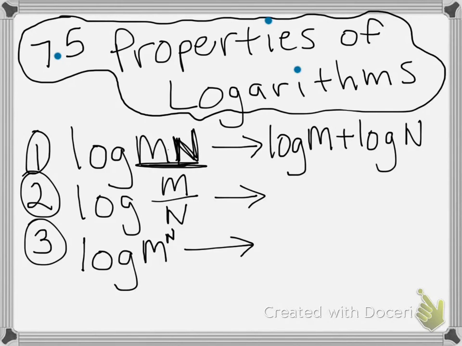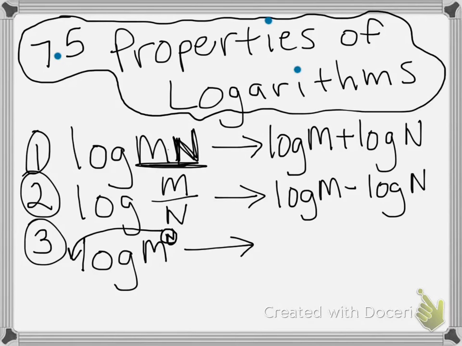With logarithms of m divided by n, that's going to become log m minus log n. And that's because when you divide problems with exponents, you subtract the exponents. And this last property is when you have log m to the n power. This power can actually come to the front, and it becomes n times log m. And that's because if you have a power to a power, then you multiply the powers. So the three rules look like this.